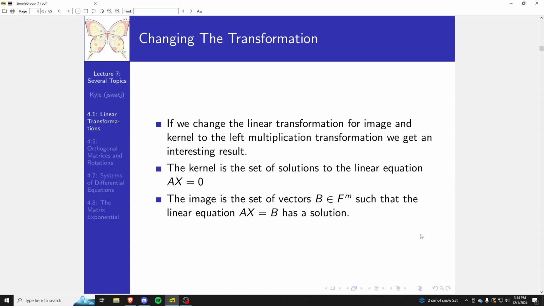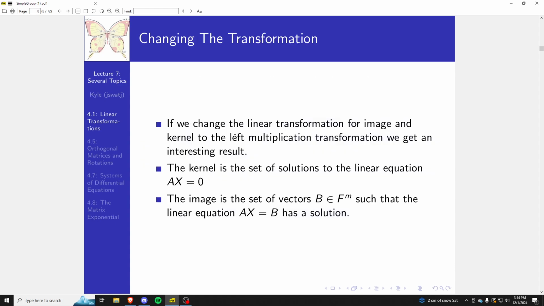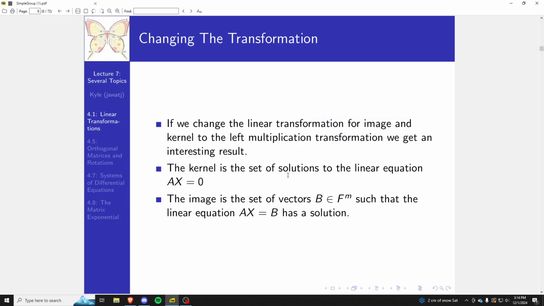And if we change the linear transformation, right? Because in the last slide, this was some arbitrary linear transformation. But if we change it to this one that we talked about earlier, we get something interesting, which is that the kernel is the set of solutions to Ax = 0, and the image is exactly the set of vectors b for which the linear equation Ax = b has a solution.